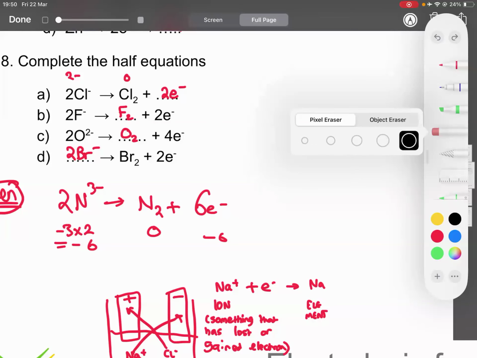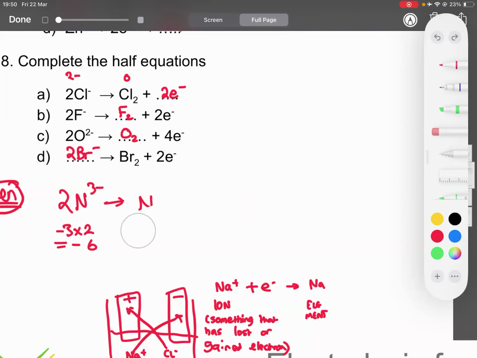So basically the half equation is showing that when we did ionic bonding, or when something had ionic bonding, it would have gained or lost electrons. And when we're doing the half equation, we're kind of reversing that process. So we're losing or gaining the electron which it had lost or gained.